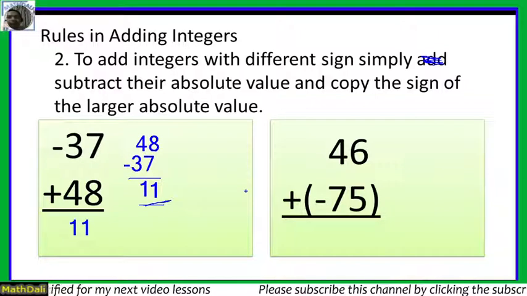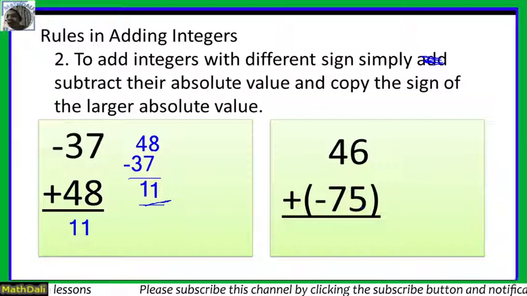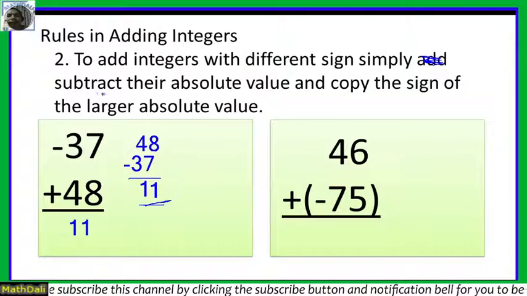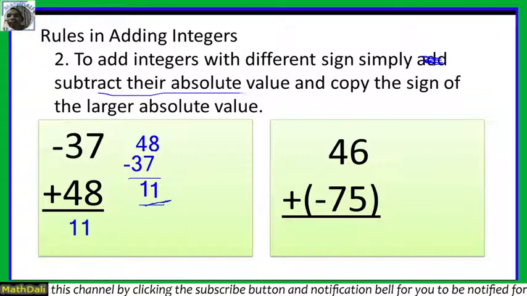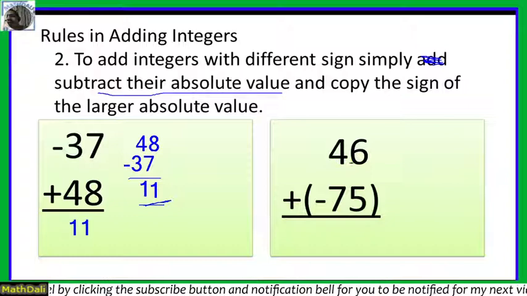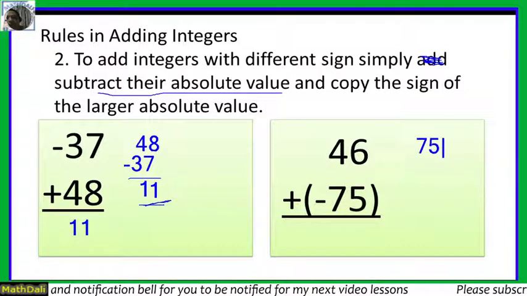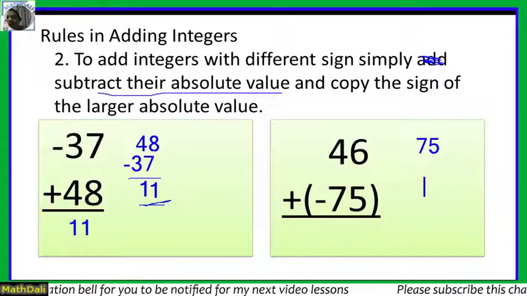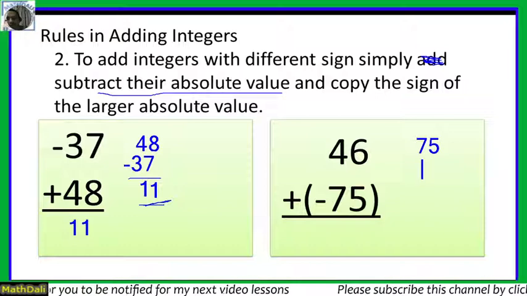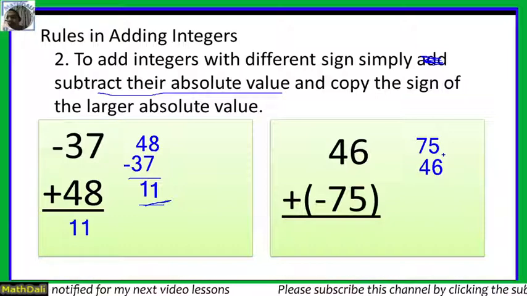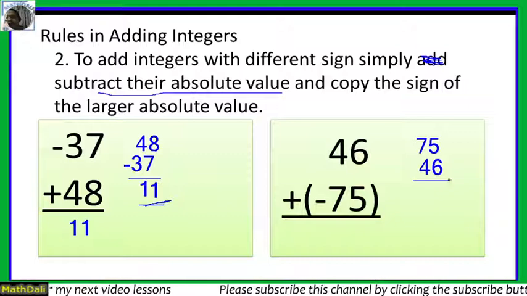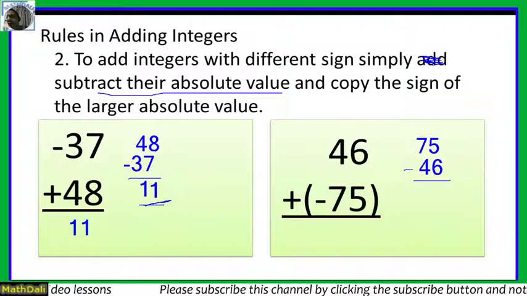Okay, next. How about this one? 46 plus a negative 75. So, ang sabi dito, different signs, subtract their absolute value. So, kukunin natin yung difference nito. Ayan. Lagay lang muna natin dito yung 75. Ayan. Then, lalagay natin sa baba niya yung 46. Ayan. Kukunin natin yung difference nito. Subtract lang natin.